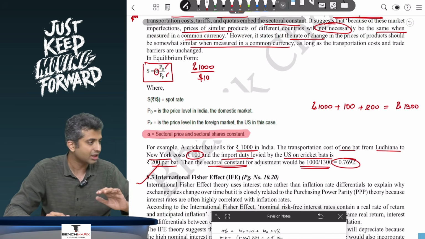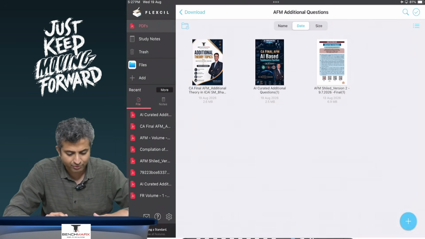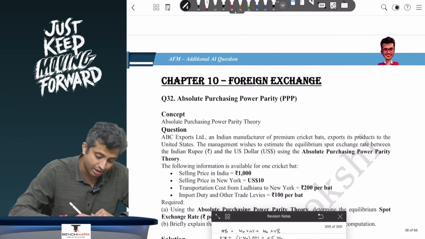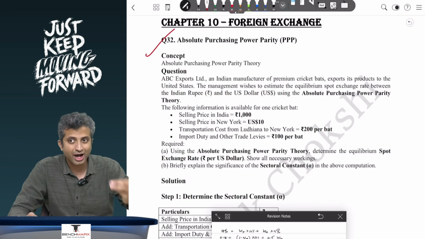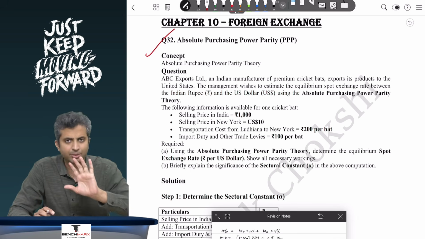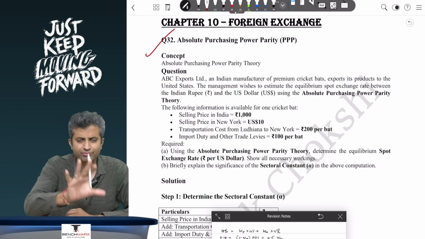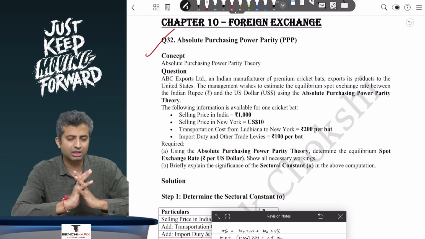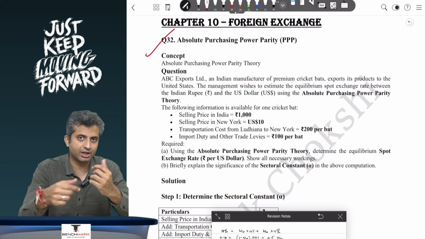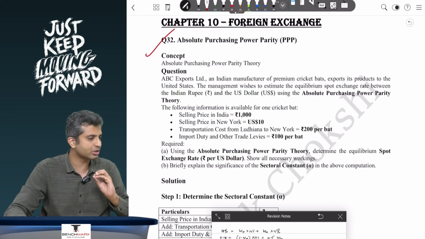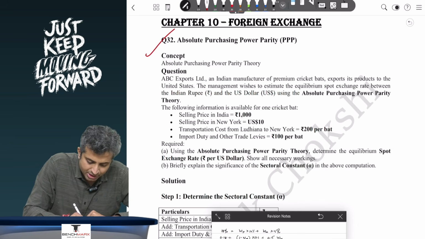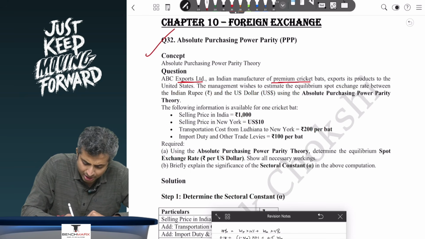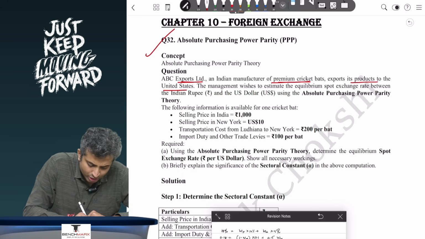Now this is not given in a very proper way, so what we have tried to do is formulate, on exactly similar lines, a numerical. If I look at question number 32, including the effect of the sectoral constant, I want to find the rate considering these market imperfections. In general, we had just discussed that there can be market imperfections. However, if I want to quantify the rate considering those market imperfections, this is a good numerical to look at. So if I review the absolute purchasing power parity theory, ABC Exports, an Indian manufacturer of a premium cricket bat, exports its products to the United States.